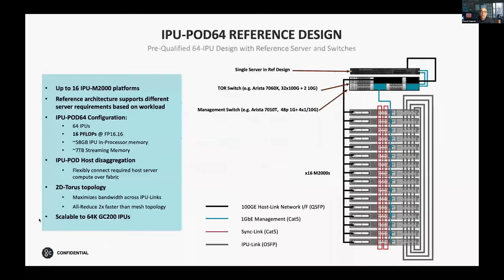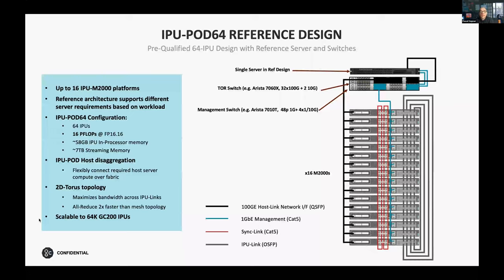Of course, this is the basic architecture. Something closer to production is the POD64. It is basically the same concept, where we have two networking domains. One domain is responsible for the communication with the host server or servers. The second one, on the right-hand side, connects all of them into one logical glue. And of course, you can build and configure the system in the way you wish. We have 64 IPUs, so 16 IPU-M2000s, basically 16 petaflops at floating point 16.